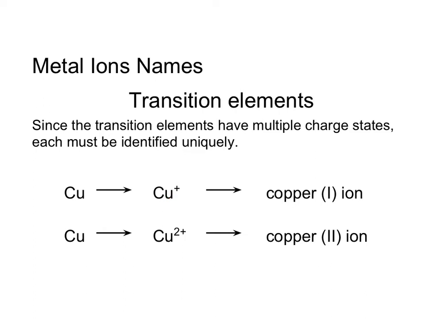There are a couple of notable exceptions to this. There are a couple of elements who actually do not have a variable charge even though they are transition elements. The most notable ones are silver, which will always form a 1+ charge, and zinc, which will always form a 2+ charge. And so we usually refer to those simply as a silver ion or a zinc ion, since we know that silver will be a +1 and zinc will be a +2.